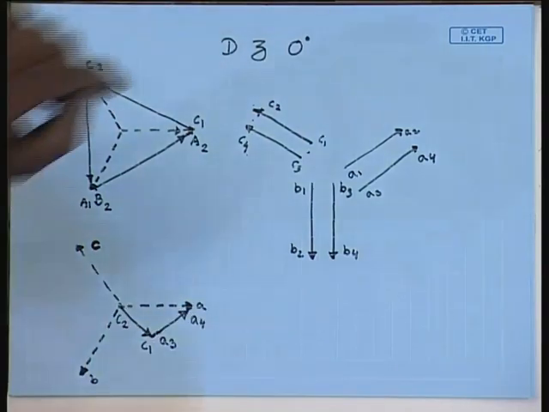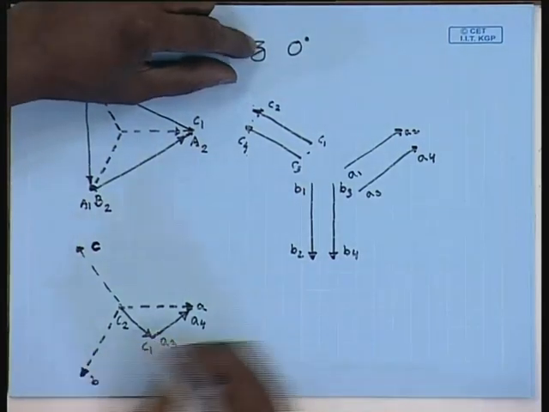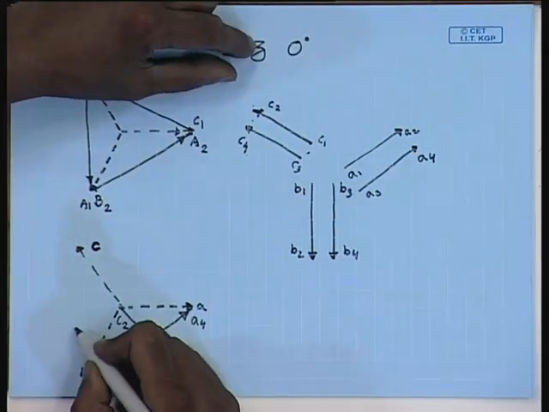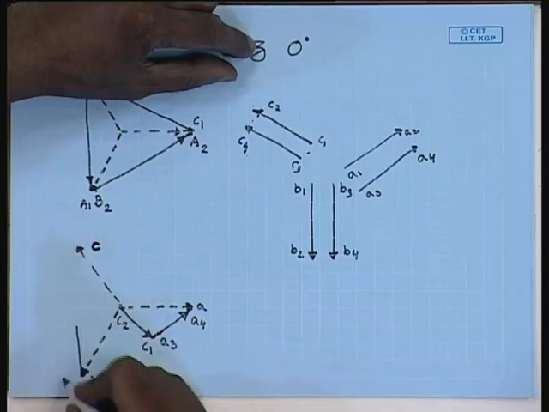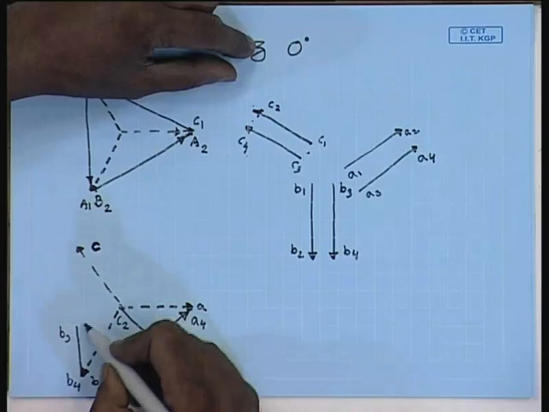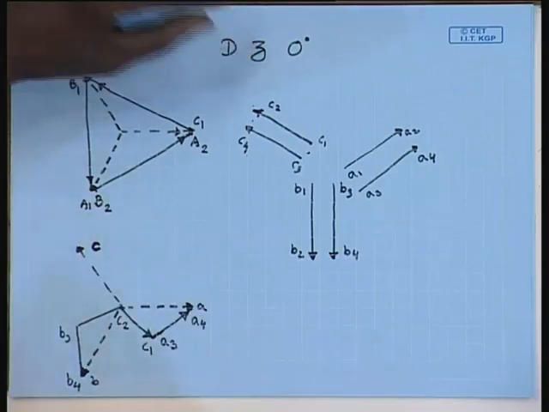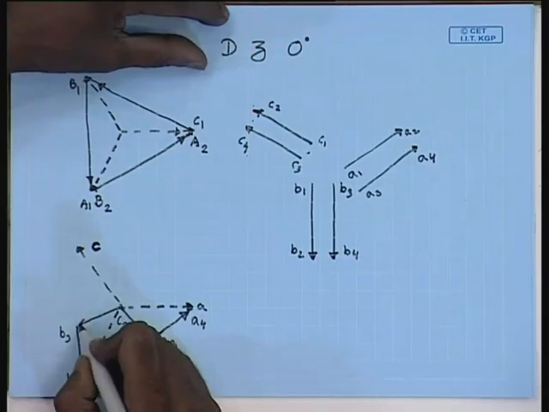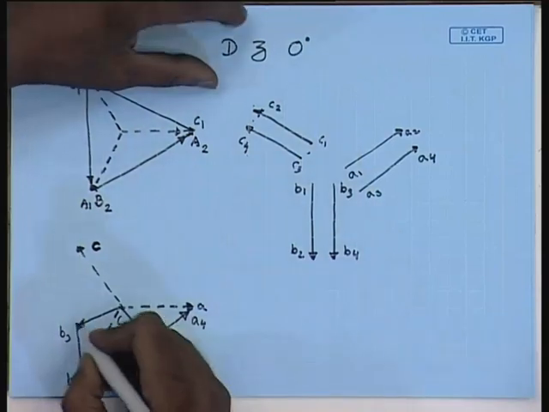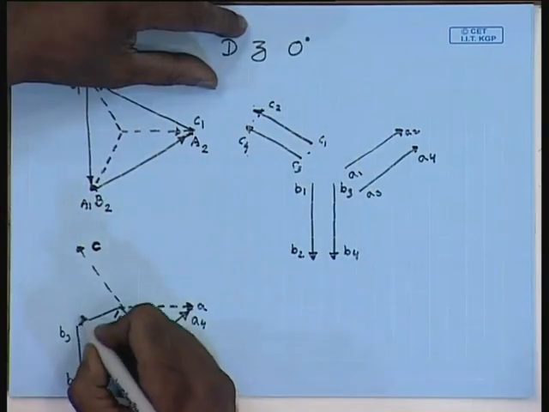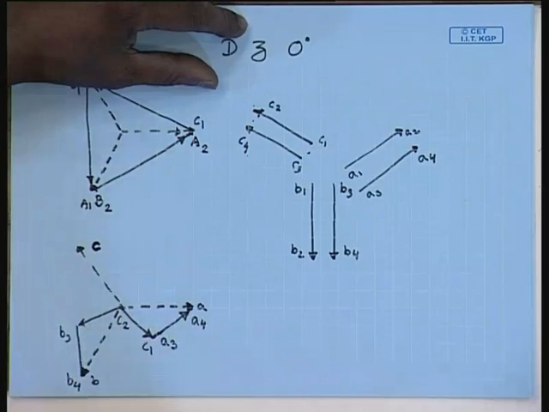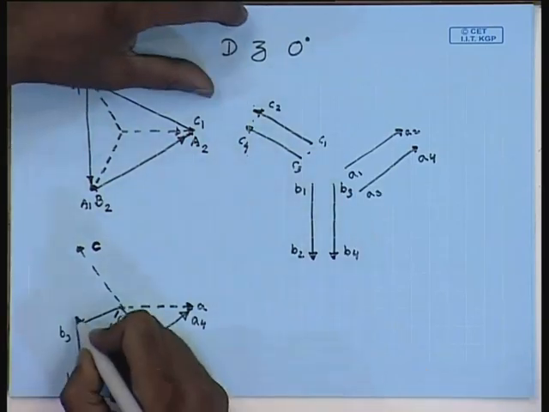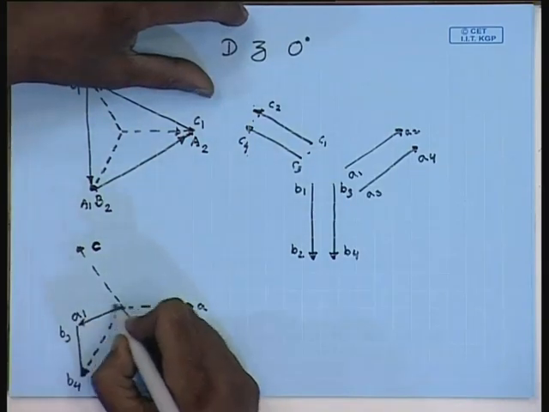Similarly, the b phase will be connected using b3 b4 as the last leg. This can be a1, a2.